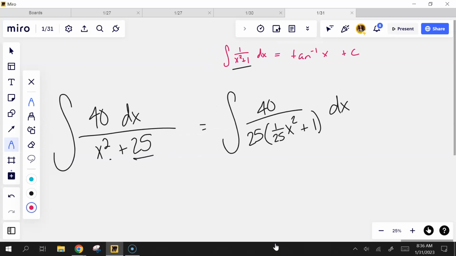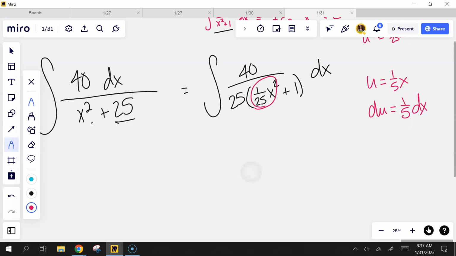I need this to be my u squared. So what would I need u to be? If u squared is 1 over 25 x squared, 1/5 x. So if I let u be 1/5 x, and du would be 1 over 5 dx. And let's just keep everything the way it is and plug in so we really see what's going on. Okay.